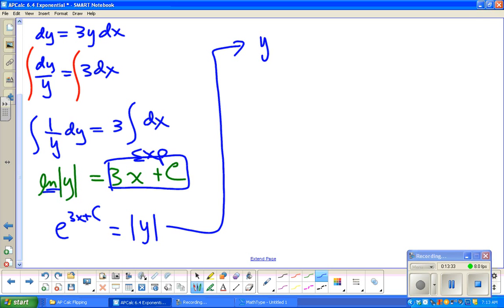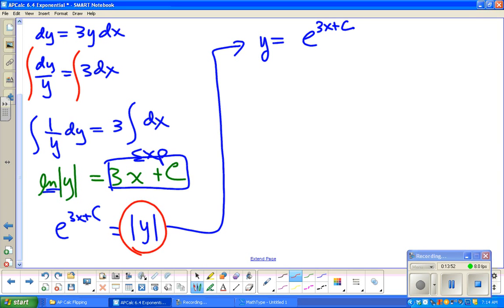So solving for y, in other words, getting rid of the absolute value, well, oops, sorry, I goofed. It's e to the 3x plus c. Yes, that plus c is in the exponent. You need to be careful to keep it in the exponent. Okay, so back to getting rid of the absolute value.